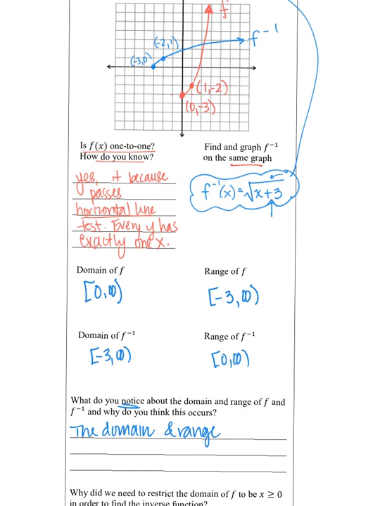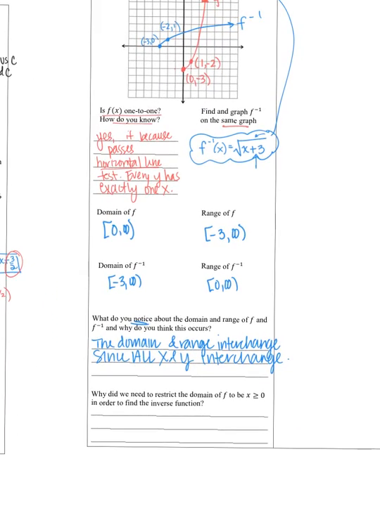And what we hope that you're going to notice is that the domain and range just interchange. And the reason why it's doing that is because we're interchanging all our x and y's. That's the definition of the inverse. And it's going back to, I already answered this question, but we wanted to restrict the domain in order to find the inverse function because otherwise it wouldn't be 1-to-1. Just x squared as is not 1-to-1.